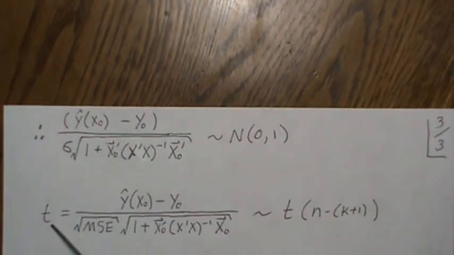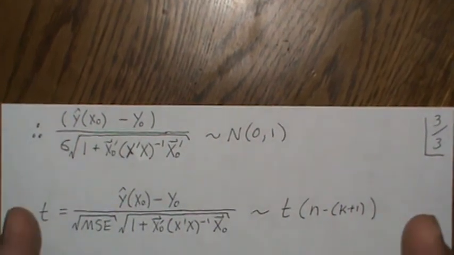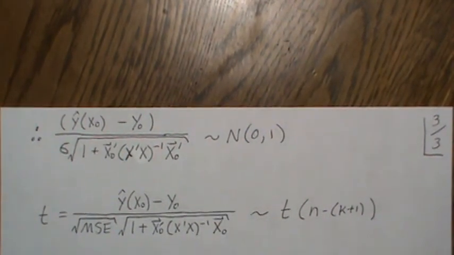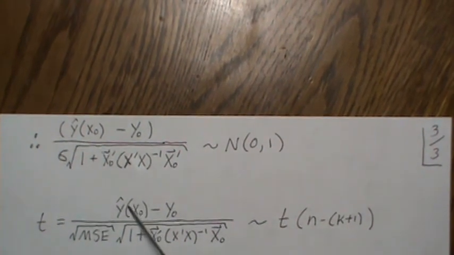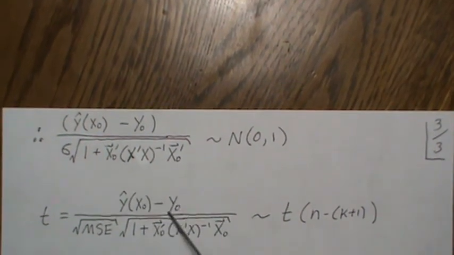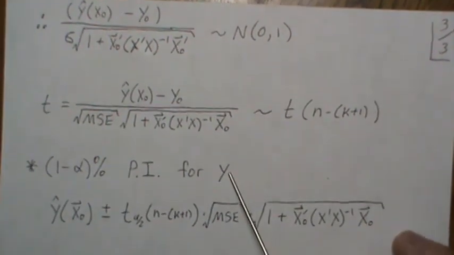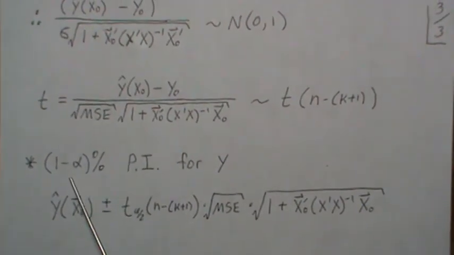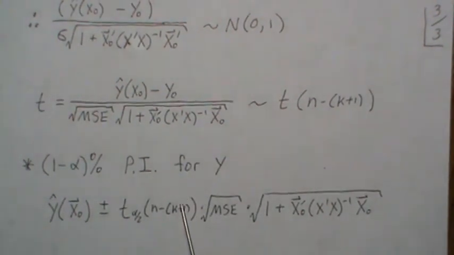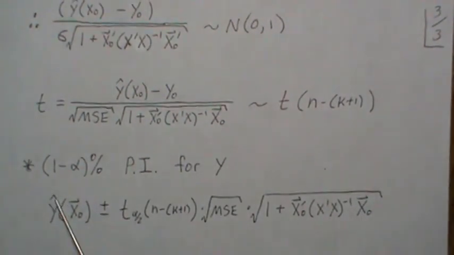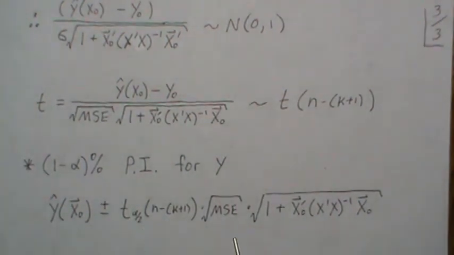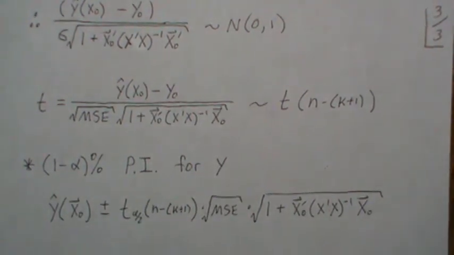Now, the probability that this t is between those 2 alpha over 2 cutoffs is 1 minus alpha. Then you can multiply up, subtract that over, multiply by 1, and you can isolate y0. And I'm skipping that step. And then a 1 minus alpha percent prediction interval for y is this. It's the fitted value evaluated x0 plus or minus the t random variable times the standard error associated with this fit prediction. And that's it. And that's the prediction interval for the next y.